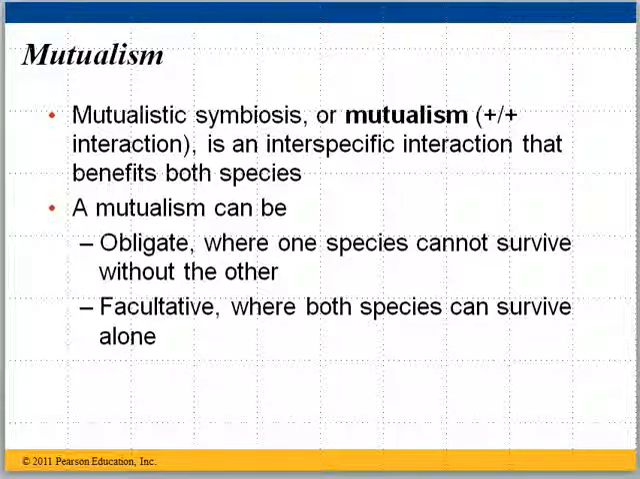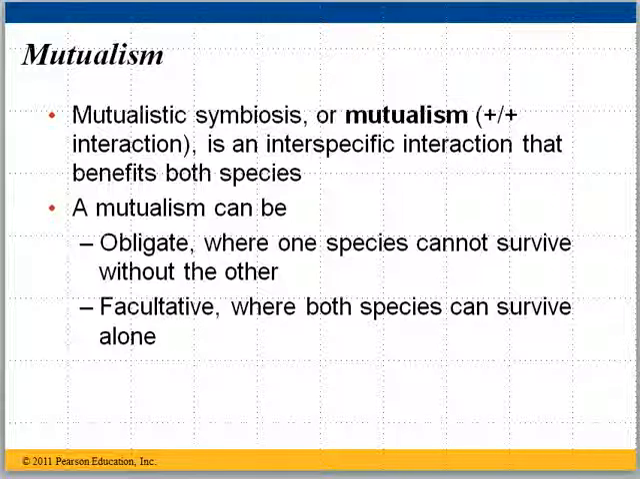The opposite side of the coin there would be facultative. Facultative is where both species can survive alone, but they're still getting a benefit. And that would be like the plover and the crocodile. They don't have to have each other to survive. The bird and the crocodile can live apart, and they do, but in that relationship they both benefit when they are together and they are sharing that particular type of relationship.